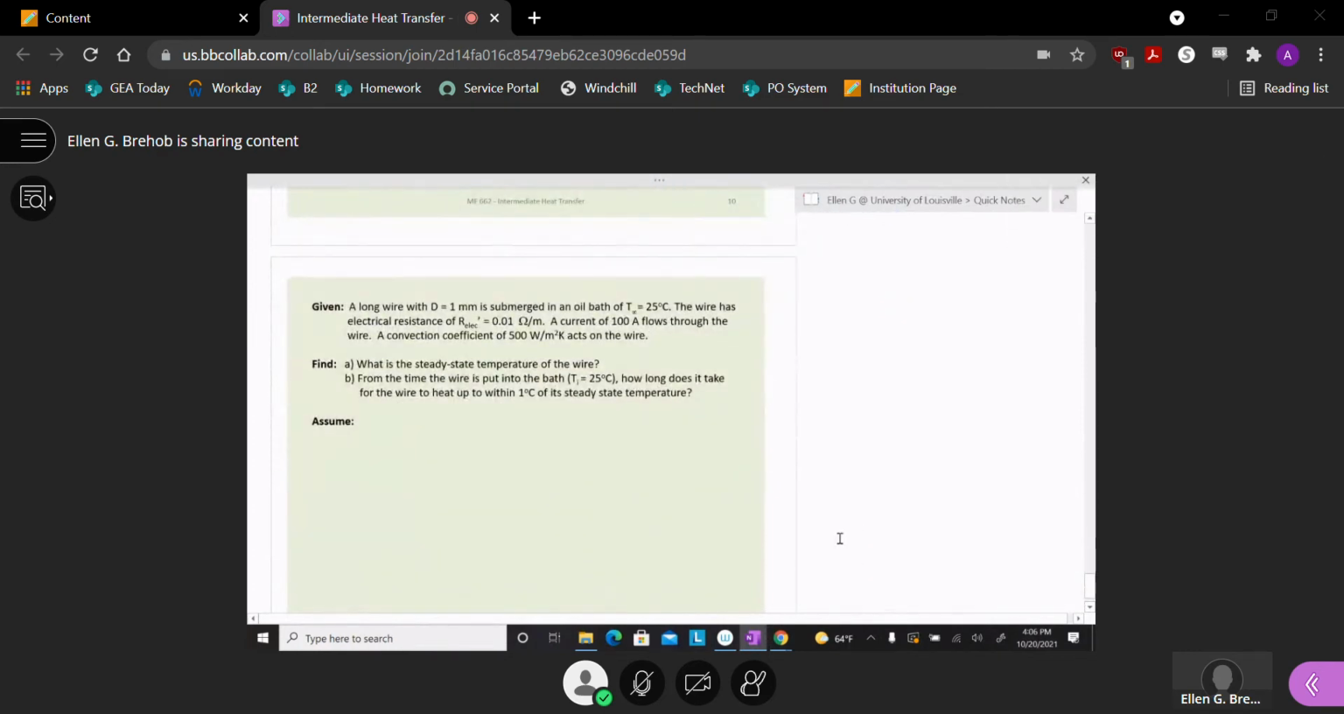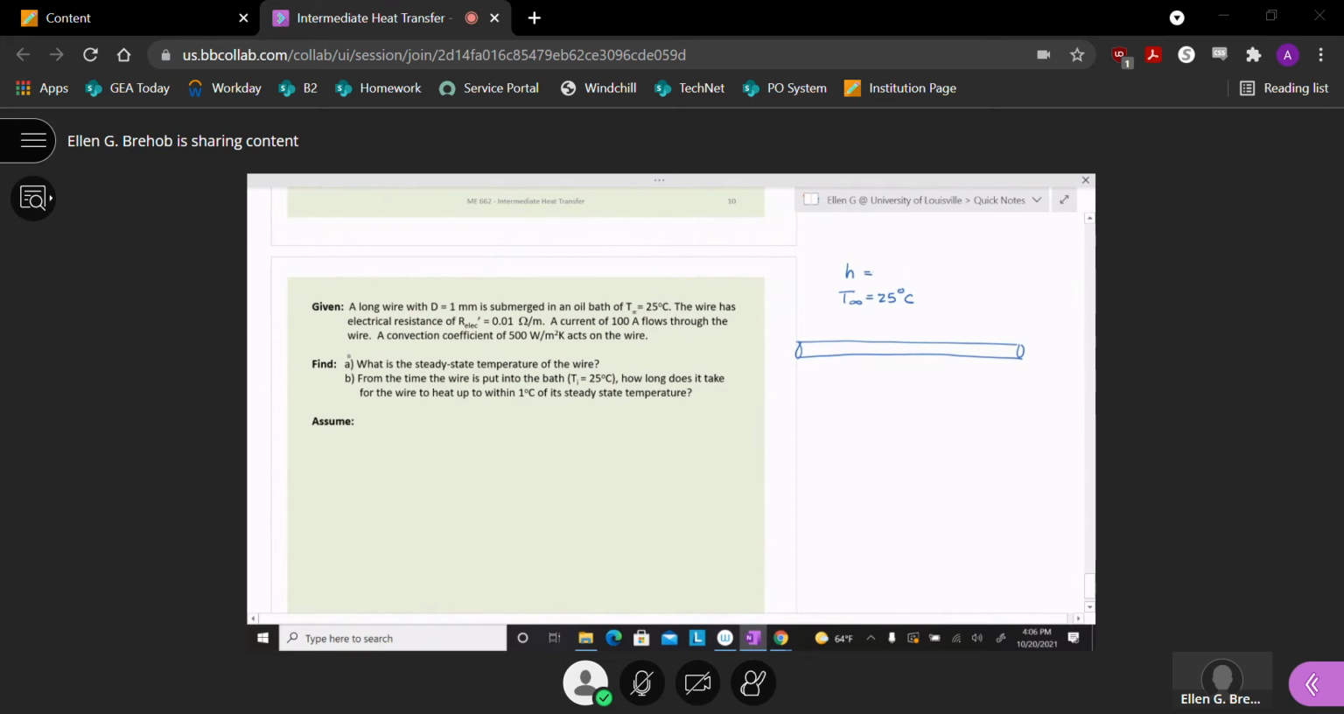It's a long wire, and it's got a diameter of 1 millimeter. It's submerged in an oil bath. So this is a really long, skinny wire in an oil bath, and the oil bath has a free stream temperature of 25 degrees. The wire has an electrical resistance of, and that prime there is per unit length, so 0.01 ohms per meter, and a current of 100 amps flows through the wire. A convection coefficient of 500 watts per meter squared Kelvin acts on the wire. And what is the steady state temperature of the wire?